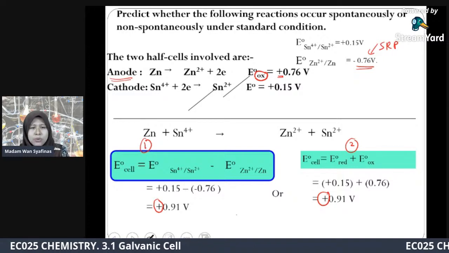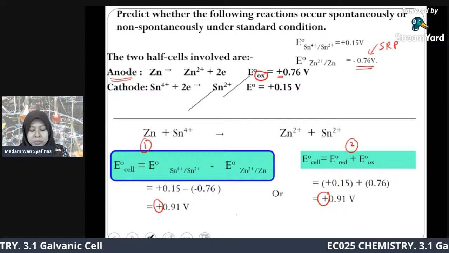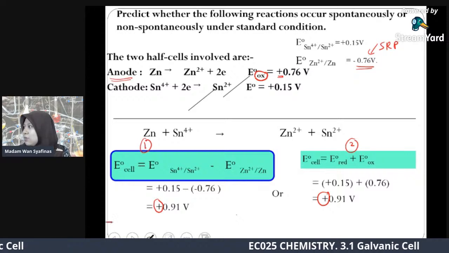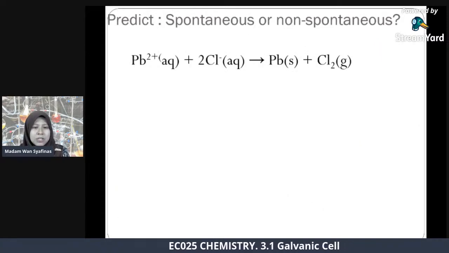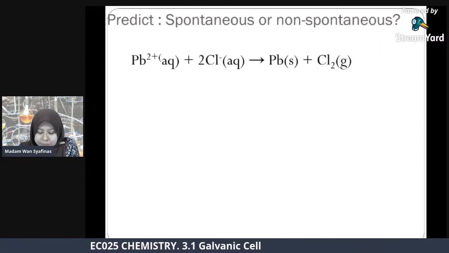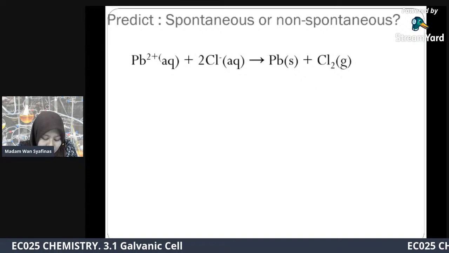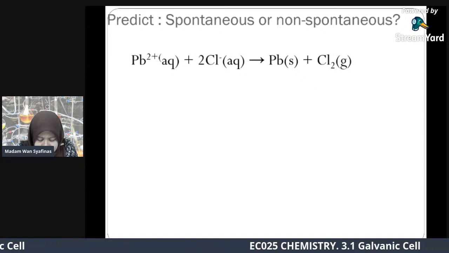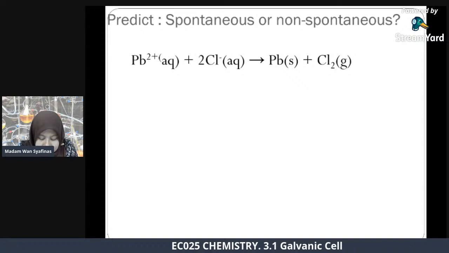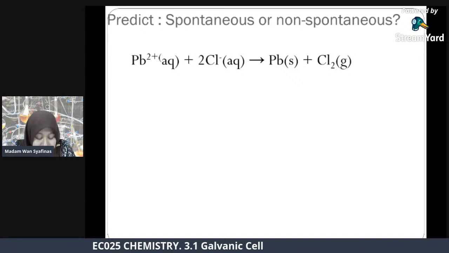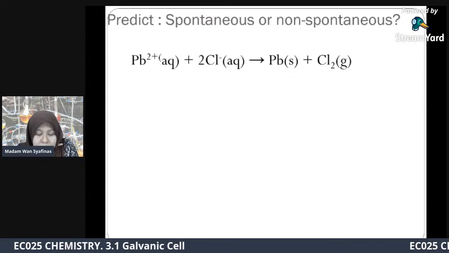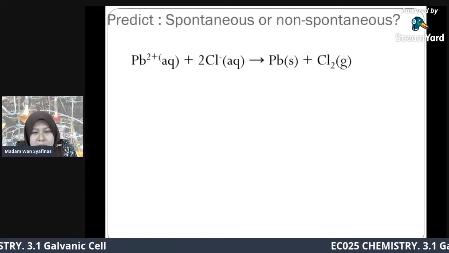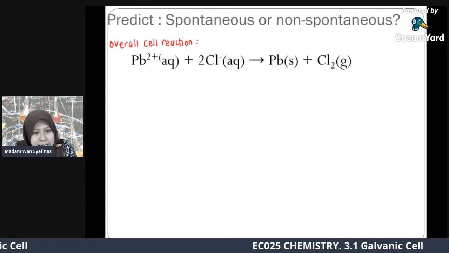Okay, ni contoh yang kedua lah. Contoh yang kedua kita nak predict spontaneous or non-spontaneous untuk Pb2 plus dengan 2Cl minus. Dia bagi kat kamu overall cell reaction. Kamu nak tentukan daripada overall ni, kita kena tukar dia kepada anode dengan cathode dulu.